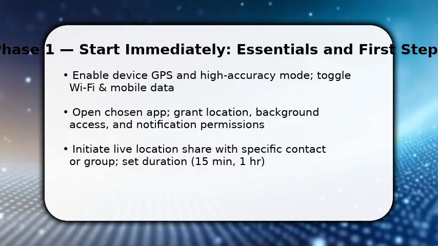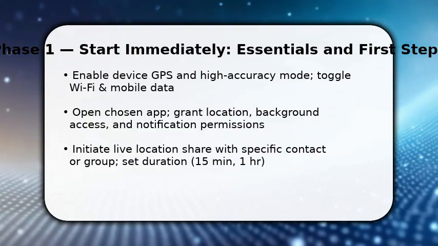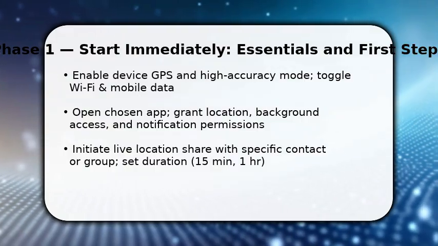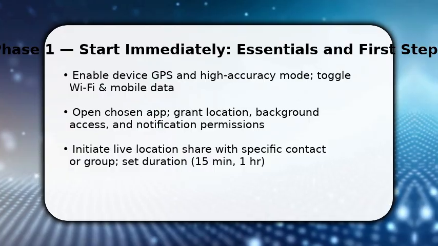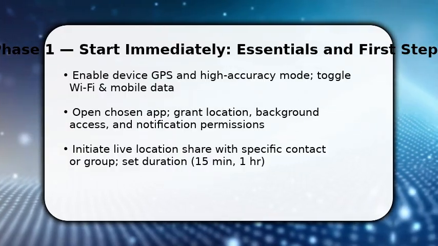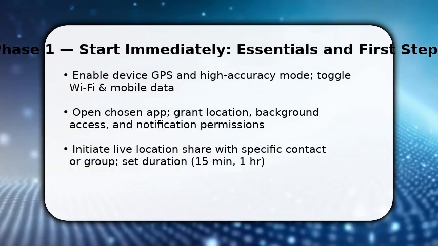You start by turning on GPS and choosing high-accuracy positioning so the feed is meaningful. Next, open the app you'll use and grant location and background permissions. Without those, sharing stops when you close the app.